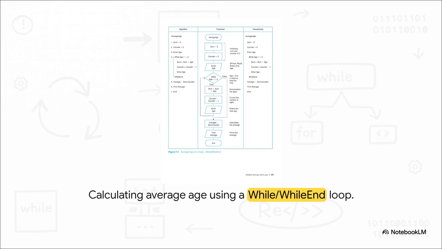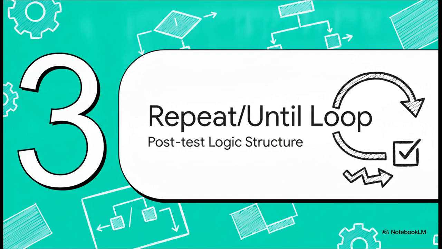Now look at the condition itself, something like, while age does not equal 0. That 0, that's our trip value, or a flag. It's basically a dummy value we use to stop the loop when we simply run out of data. Using a trip value like this is absolutely crucial because it stops the program from trying to process an empty record, which would throw a fatal error, like dividing by 0 when it tries to calculate the final average. Yikes. Next up is section 3, the repeat/until loop.